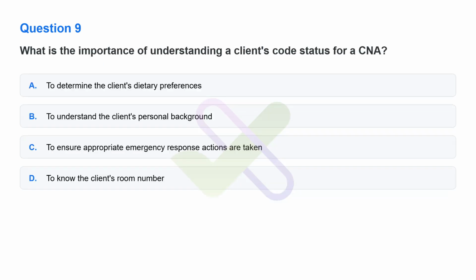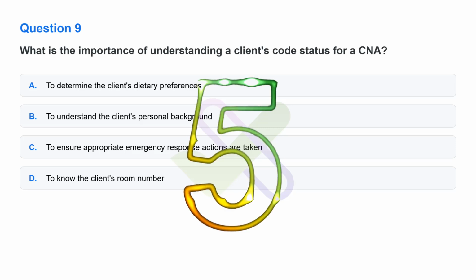What is the importance of understanding a client's code status for a CNA? A. To determine the client's dietary preferences. B. To understand the client's personal background. C. To ensure appropriate emergency response actions are taken. D. To know the client's room number.